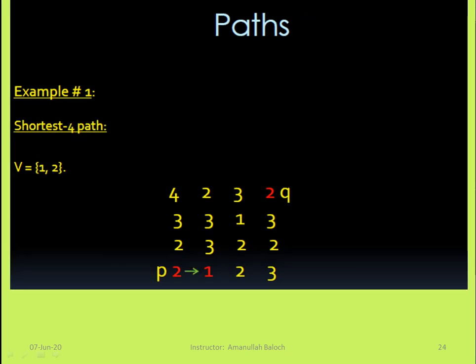Example 1. Shortest 4 path. Here V is equal to {1, 2}. We have to find the shortest 4 path from P to Q. This is P and this is Q. Onward, these are two adjacent pixels, and we will go on, the first pixel considered as P and the second as Q, and this is the final Q. So if this is P and this is Q, then Q lies at the horizontal position of this P value. So it is 4.